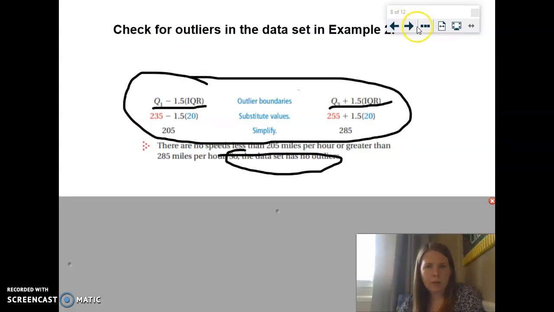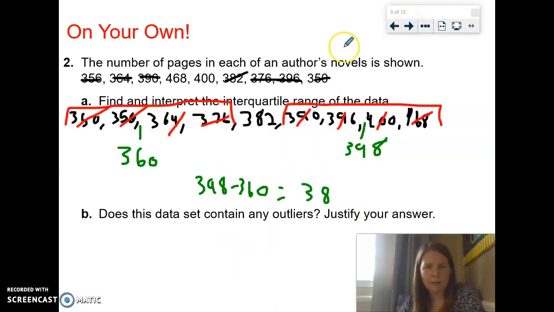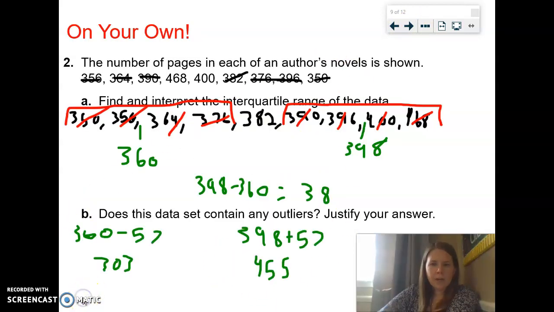So when I want to find my outliers here, I'm going to go back here and decide if there are any outliers. All right, I use those formulas to figure out my outliers. So I'm taking that quartile 1 minus 1.5 of the 38. So 1.5 times 38, so it's 57. Which gives me 303. I don't have anything smaller than 303, so no.